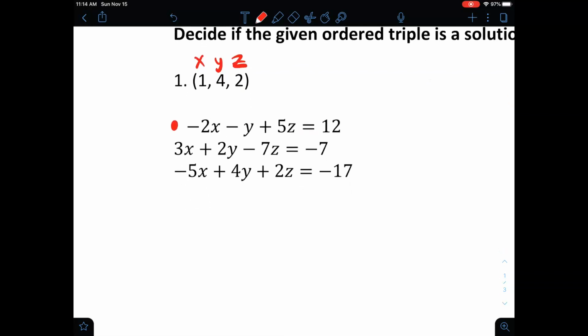I'm going to use red for this first equation. So we have negative 2x minus y plus 5z equals 12. We have 3x plus 2y minus 7z equals negative 7. And negative 5x plus 4y plus 2z equals negative 17 for all our problems here. If we plug in 1, 4, and 2 for x, y, and z in each of these equations, they should all be true. Once you get one that doesn't work, you can stop there. But even if we do get one that's not going to work, we're going to check all of them just to make sure we feel good about plugging into all the equations, okay?